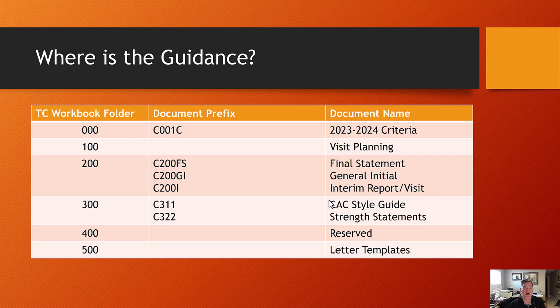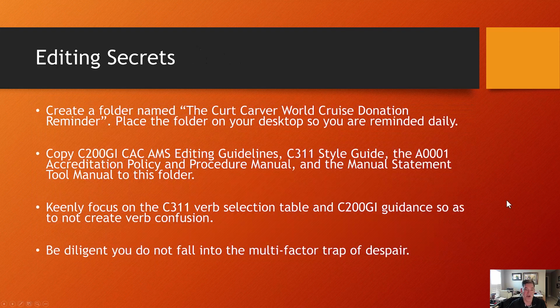Well, go to your Team Chair workbook folder, and if you look at all the documents that are out there, and this is just a subset, the ones that will be helpful in writing and preparing that draft statement, you'll find that actually C200GI, C200I, and C311 are going to be the three documents that you're going to want to grab and download and put on a folder on the top of your desk. Make it something memorable so you don't forget.